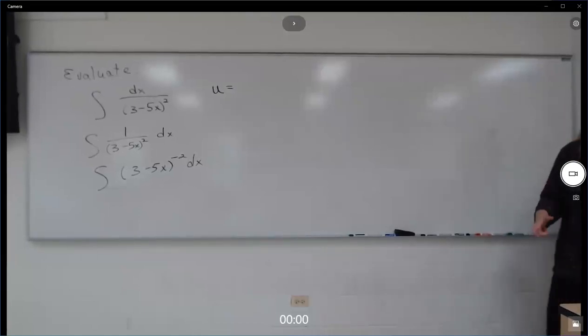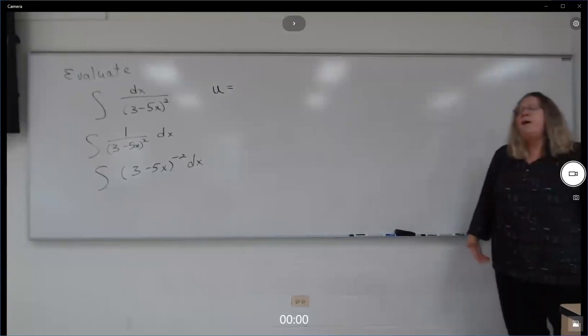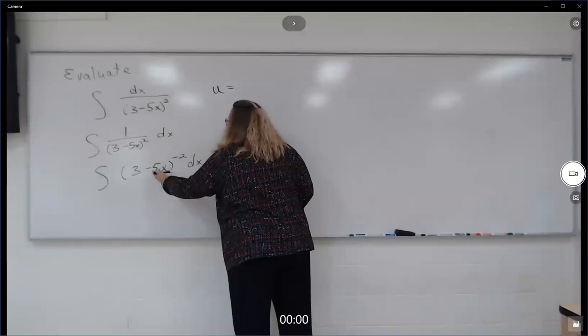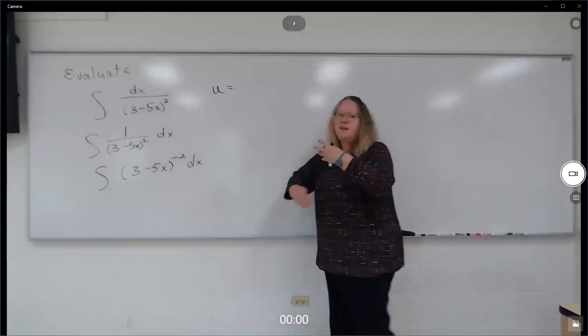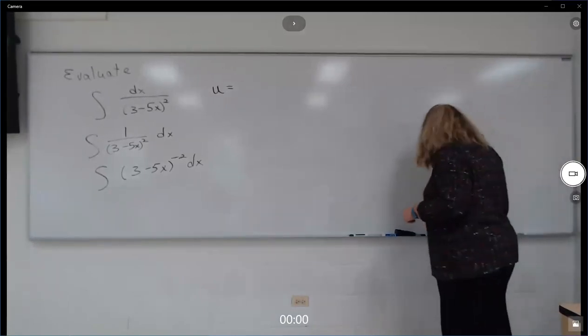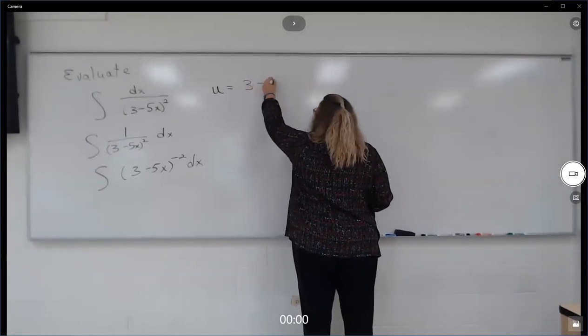Perfect. We only have one piece, but remember, don't take that negative 2. But it does have something else with it. Like we only have one thing to begin with, but it does have something else with it, which kind of says, okay, that's a good idea, that's going to be your u, and don't take that extra piece. So u is just the 3 minus 5x.